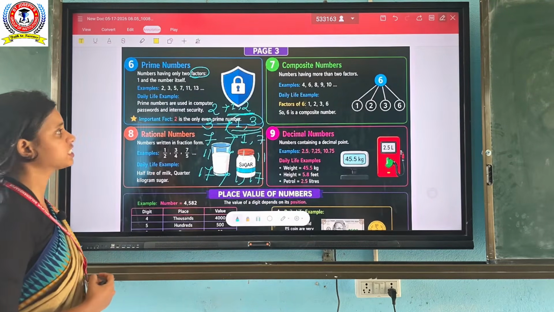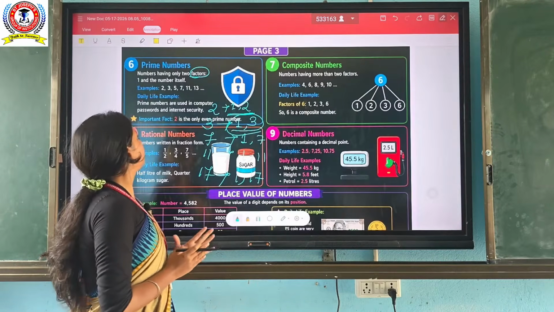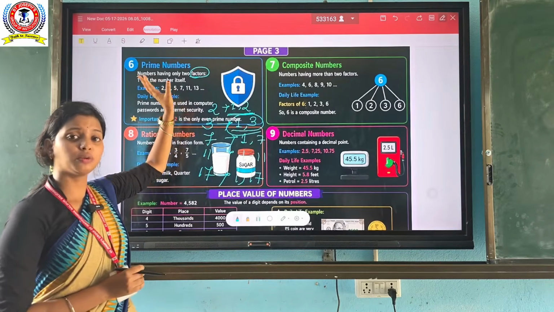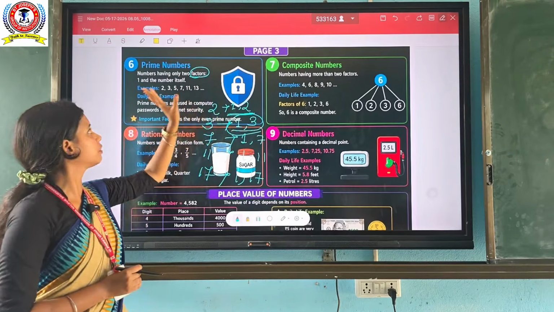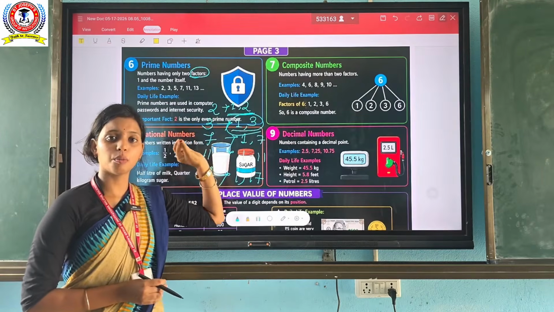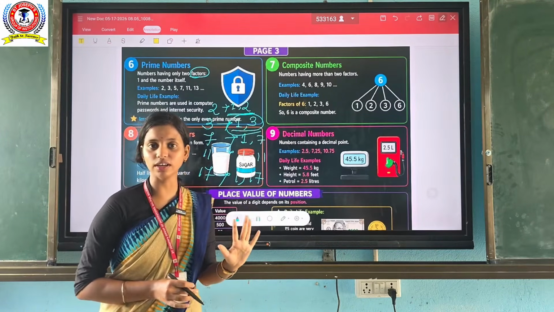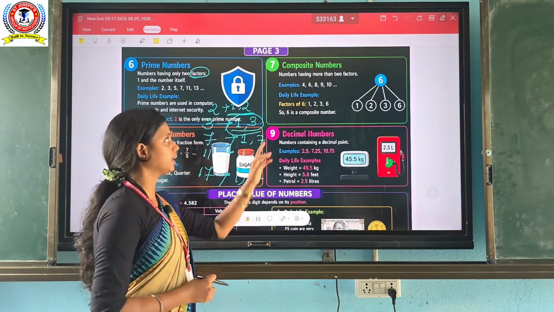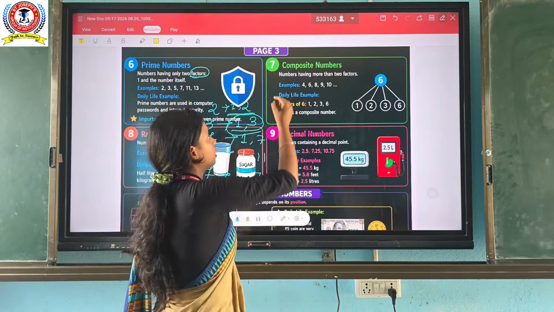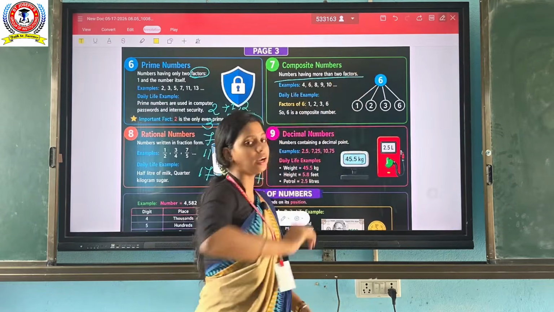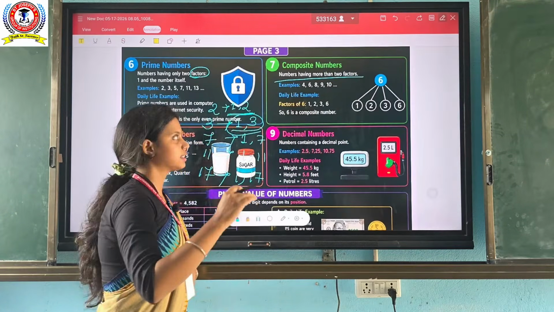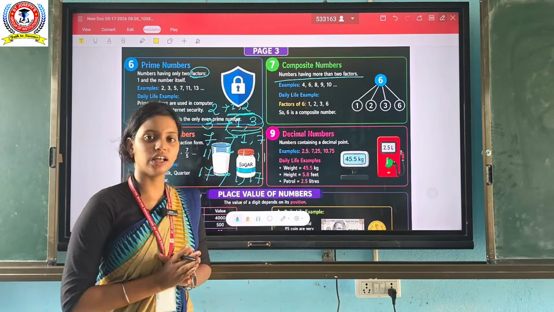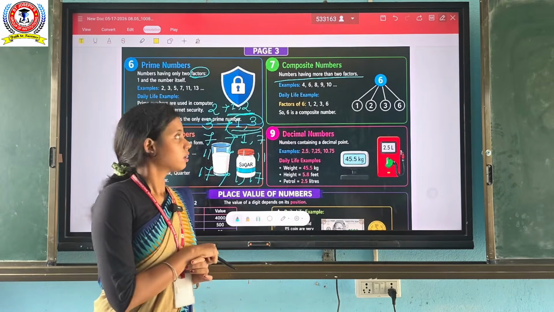So next is composite number. What was the definition of a prime number? The numbers which have only two factors are known as prime numbers. So what is the definition of a composite number? The numbers having more than two factors. Anything with more than two factors will be a composite number.